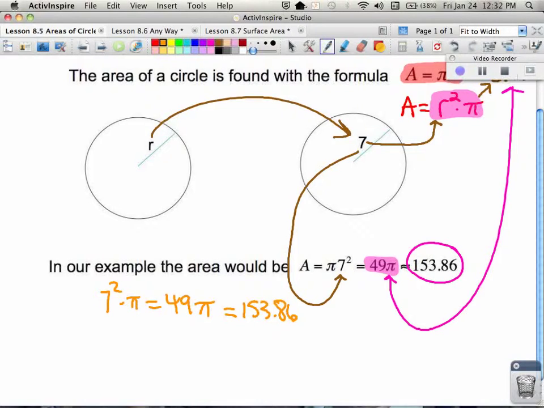Area again of a circle, pi times the radius squared, or if you prefer, radius squared times pi. Pi being roughly 3.14.